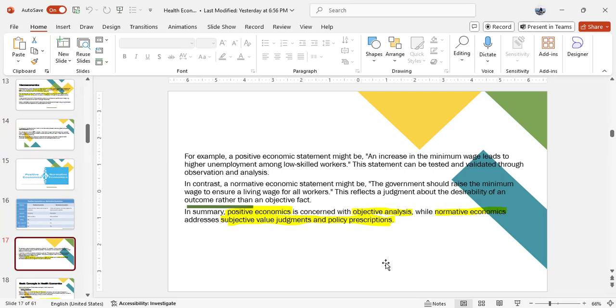In contrast, a normative economic statement might be: the government should raise the minimum wage to ensure a living wage for all workers. This reflects a judgment about the desirability of an outcome rather than an objective fact. In summary, positive economics is concerned with objective analysis, while normative economics addresses subjective value judgments and policy prescriptions.